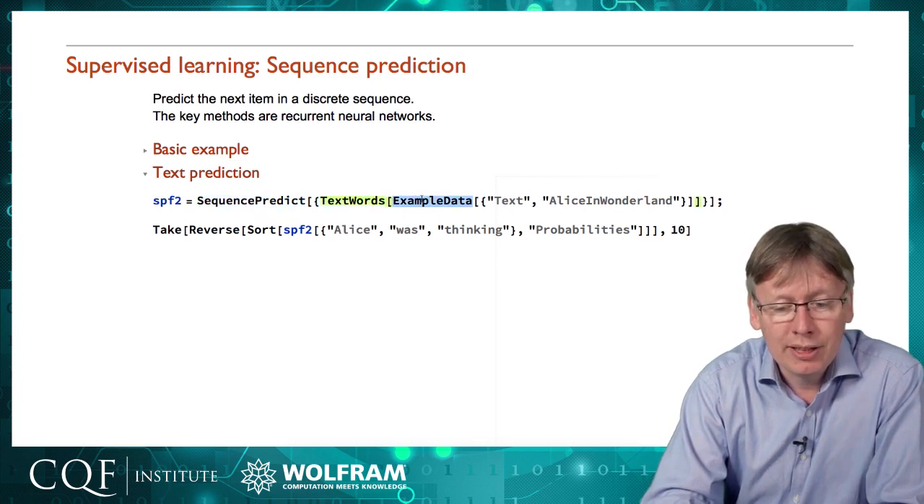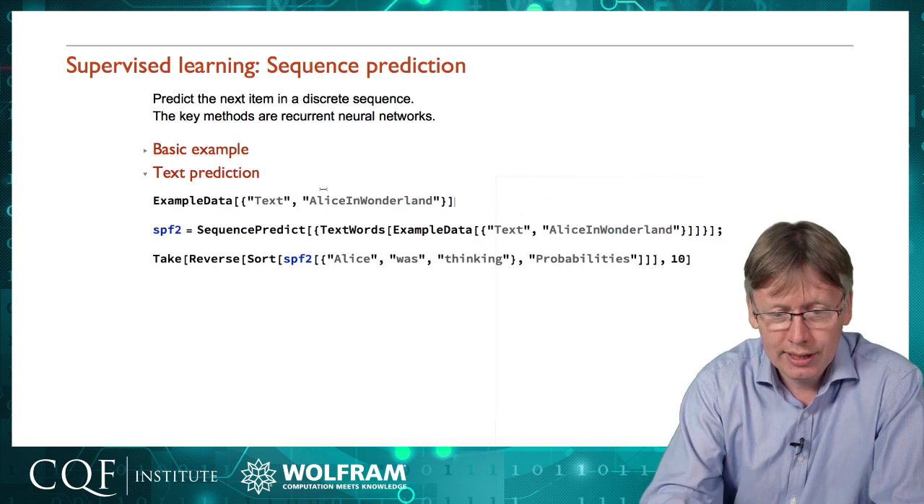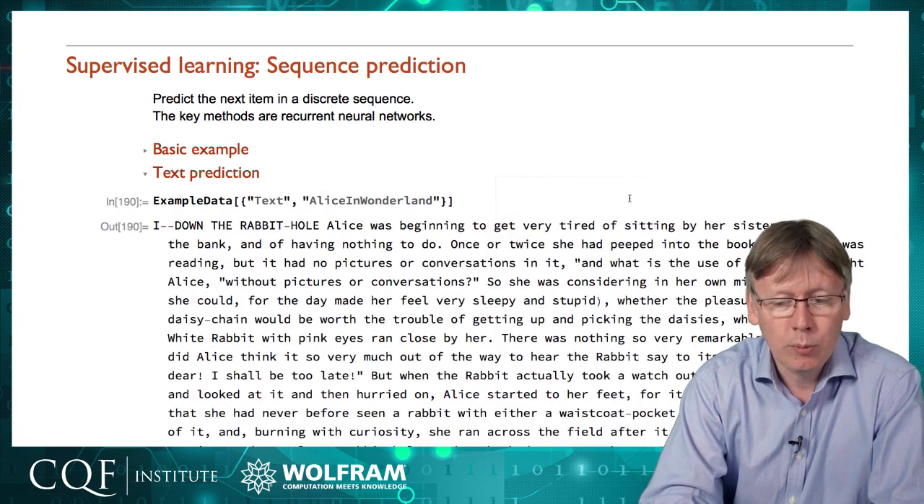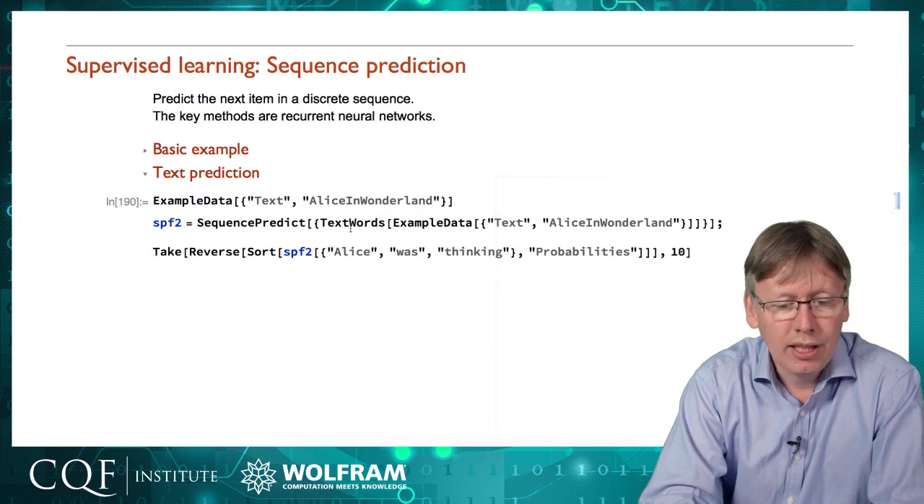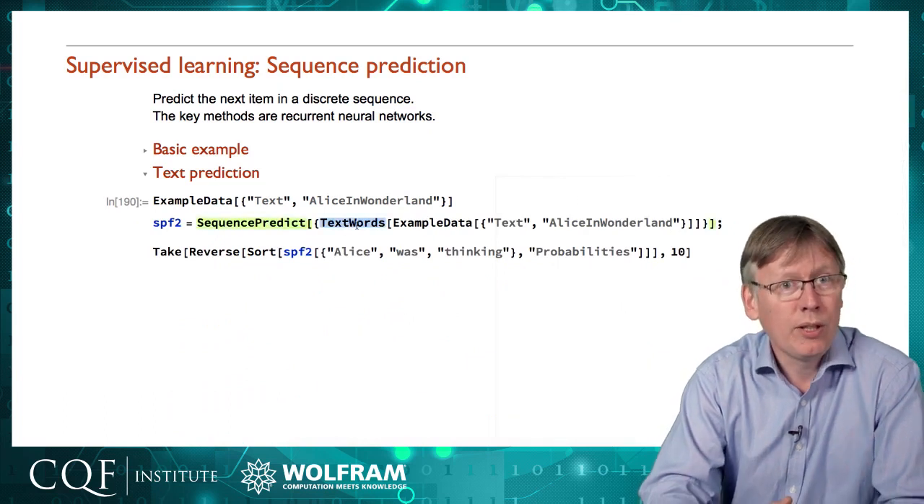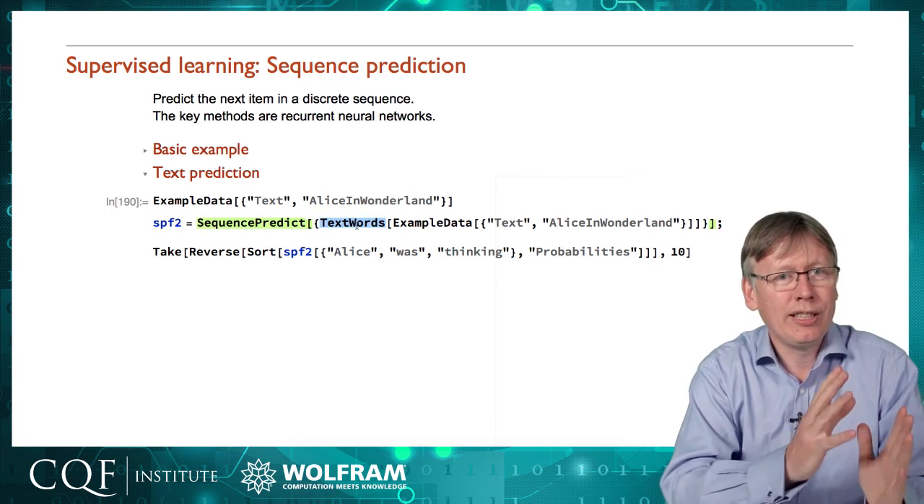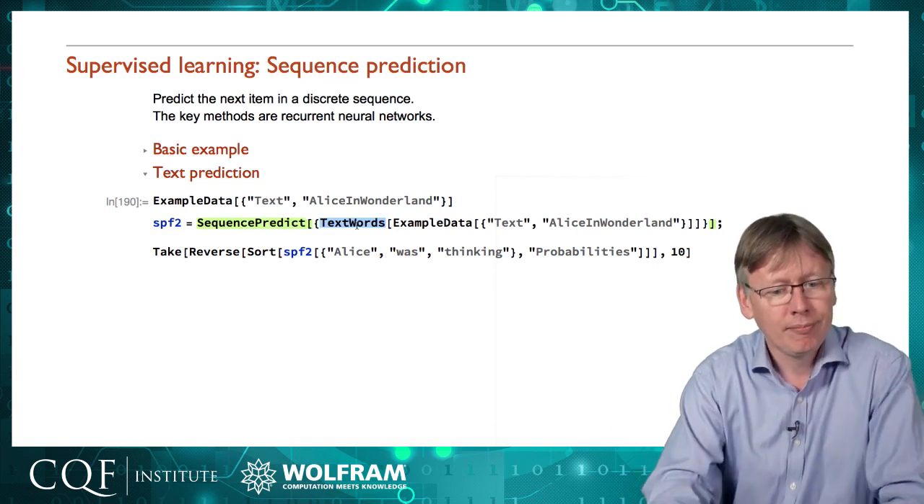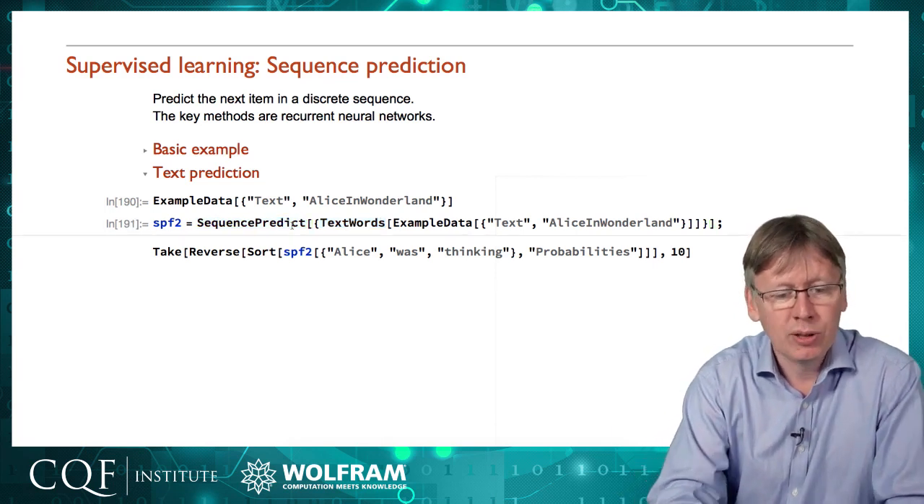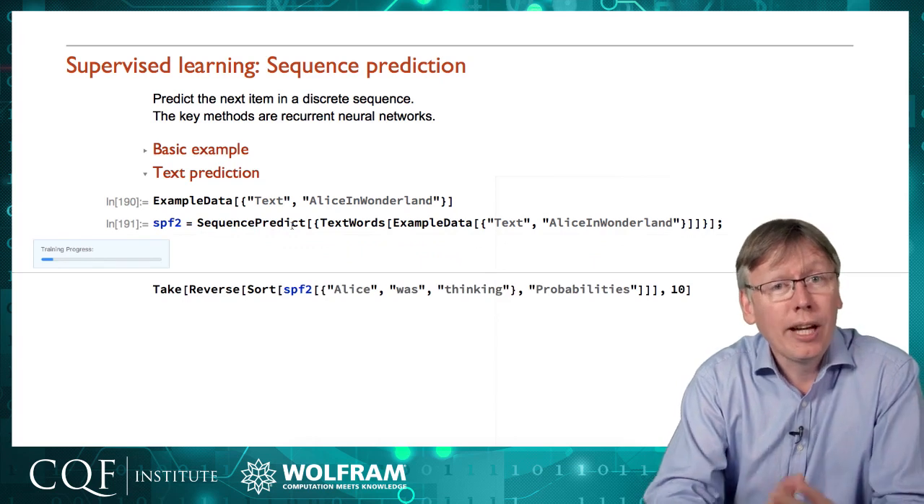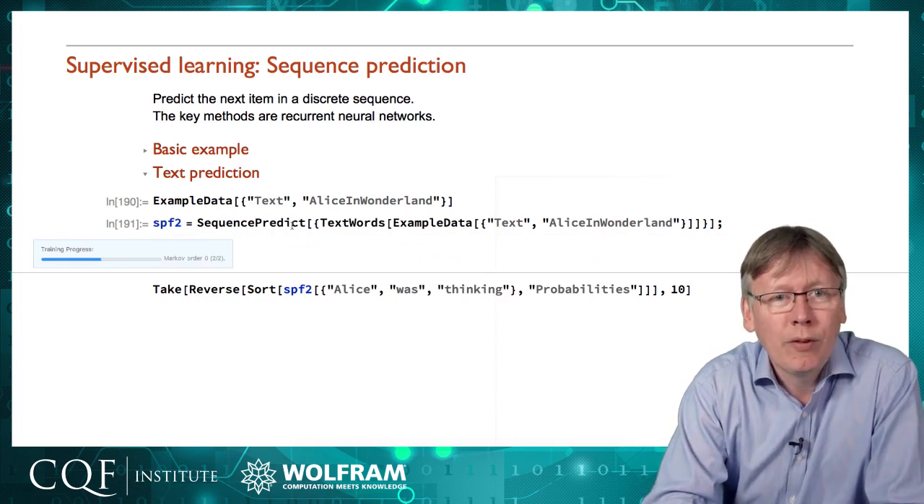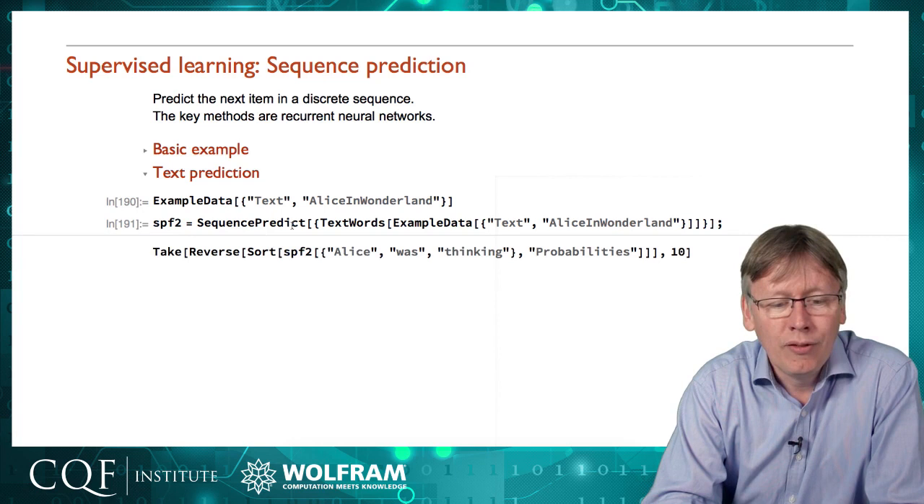I'm going to take some example data. Let's have a quick look at that data. It's the text of Alice in Wonderland. I'm going to take that book text and turn it into a list of words, because we don't want to treat it as one string. We want to treat it as a sequence of one-word strings. And then we'll hit it with the sequence predict function. So it's going to go away and take all of those words and start trying to figure out what the patterns are of what word typically follows what.